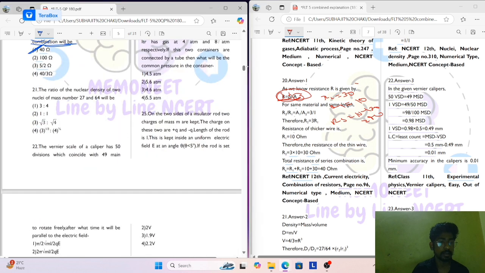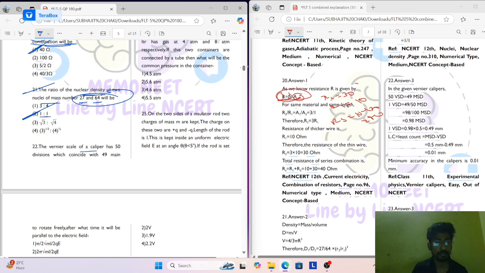The ratio of the nuclear density of two nuclei with mass numbers 27 and 64. So whenever the mass number is mentioned to calculate nuclear density ratios, you have to remember one thing: the nuclear density doesn't depend on the mass number. It depends on the radius. So therefore, their nuclear density will be equal, and the ratio will be 1:1.